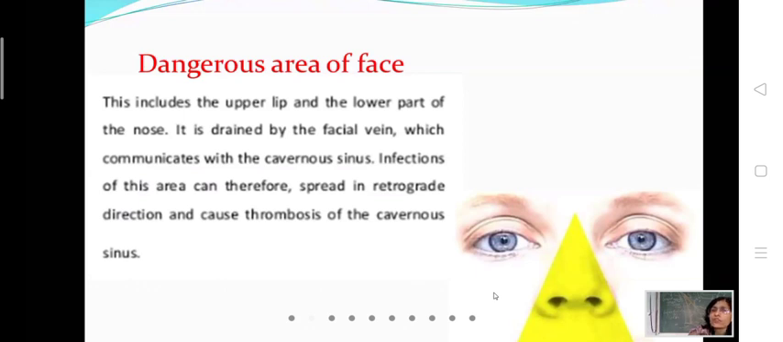Therefore, the venous drainage of face is important. You are often asked about the venous drainage of face and also the dangerous area of face.